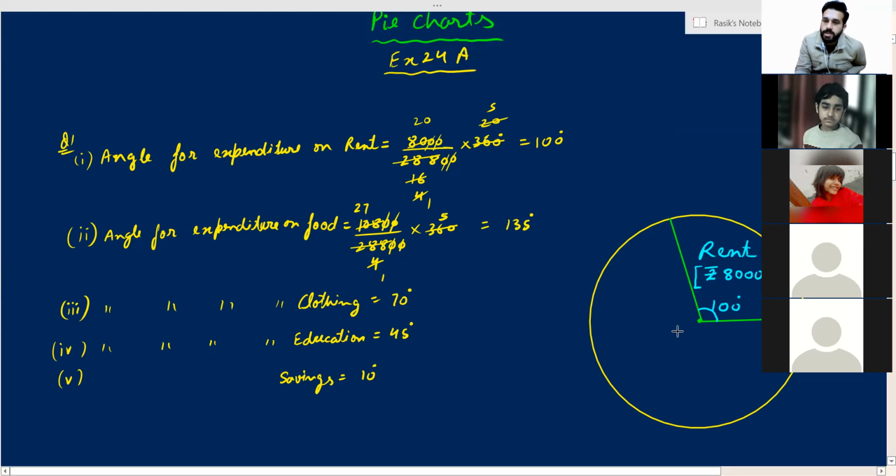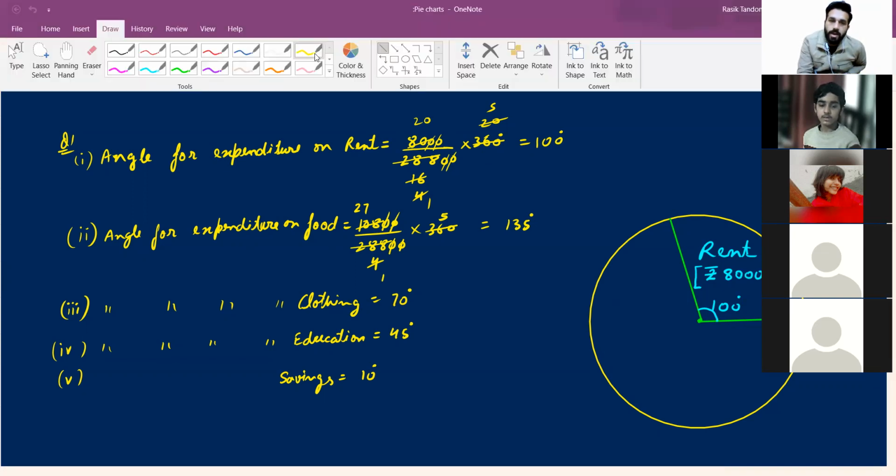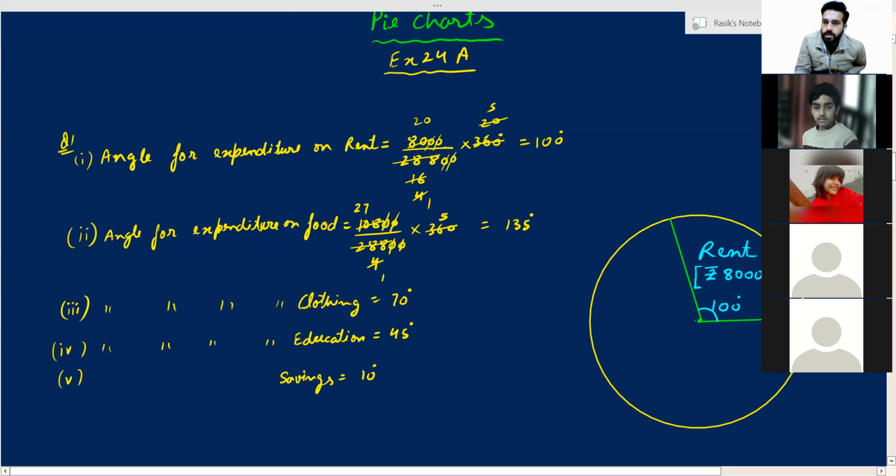Now what mistake do students make here? Suppose this is the center of the circle O, and this is A. Suppose this is B. So OA is the radius of the circle. For the first angle, you will take OA as the base. Fine. But when you are making the second angle, you will not take OA as the base. That will be wrong.